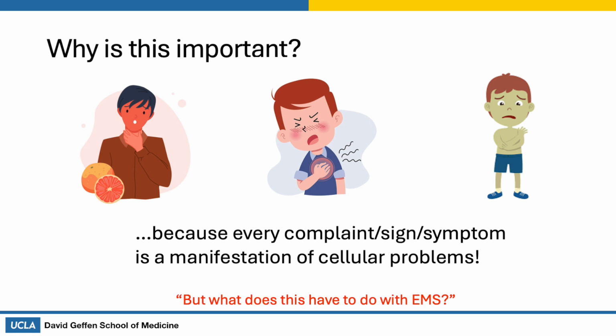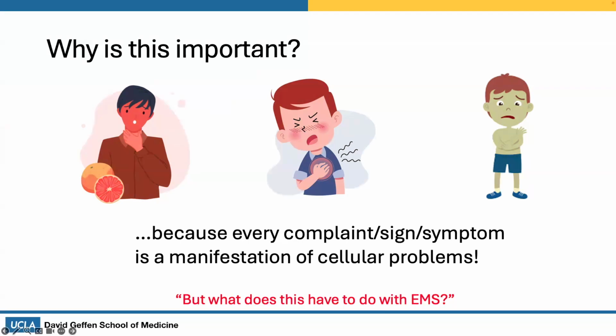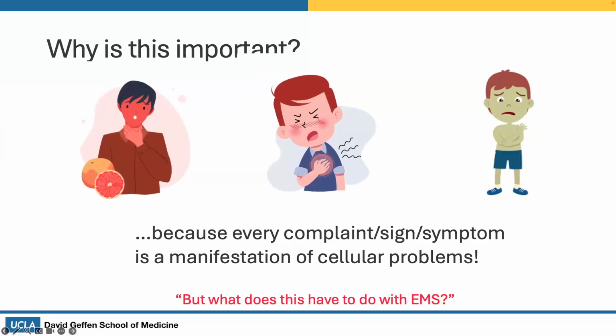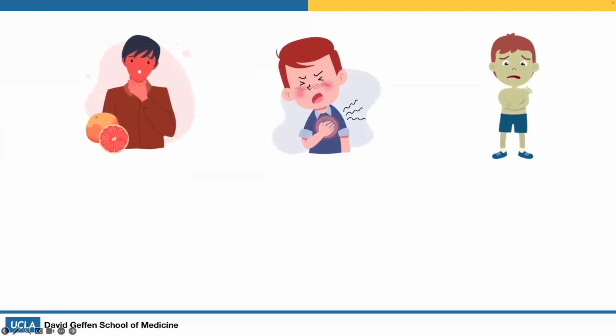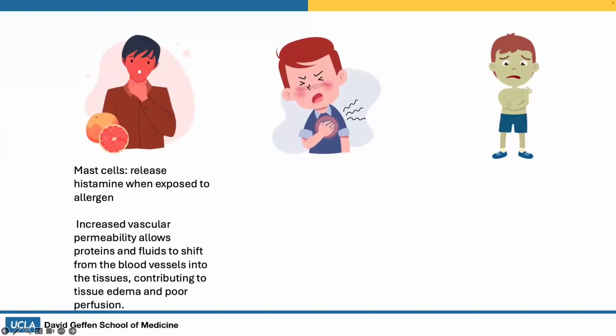So, again, what does this have to do with EMS? Great. I know that if somebody has chest pain, it could be from a lack of oxygen to cardiac cells. Great. Awesome. But why else does this have to do with EMS? Well, let's start with this first photo. This patient's having an allergic reaction to what looks like grapefruit.